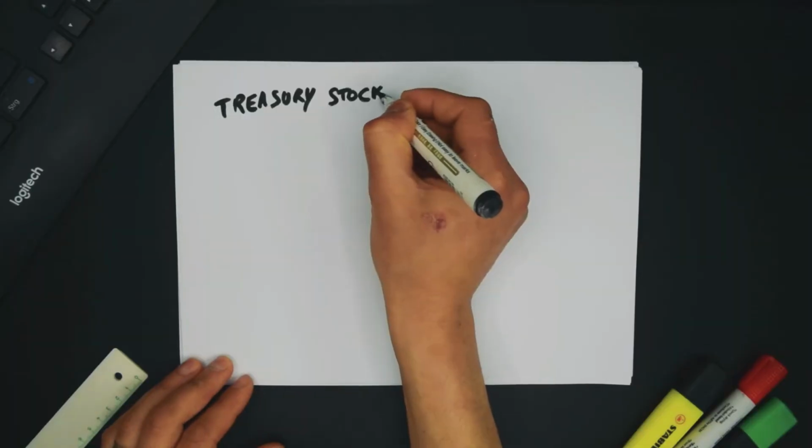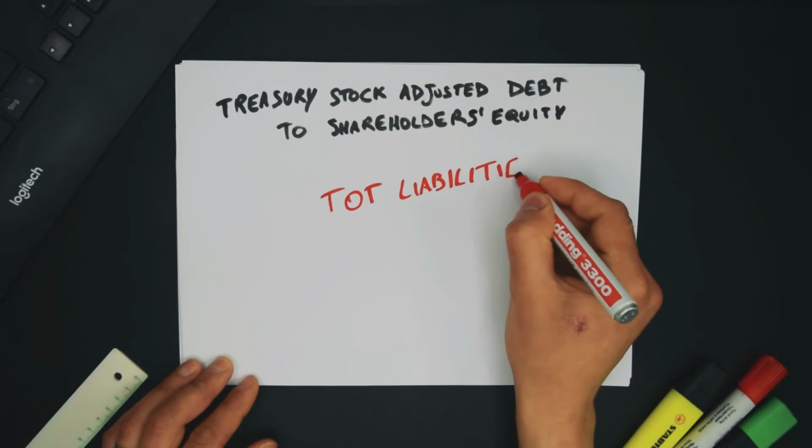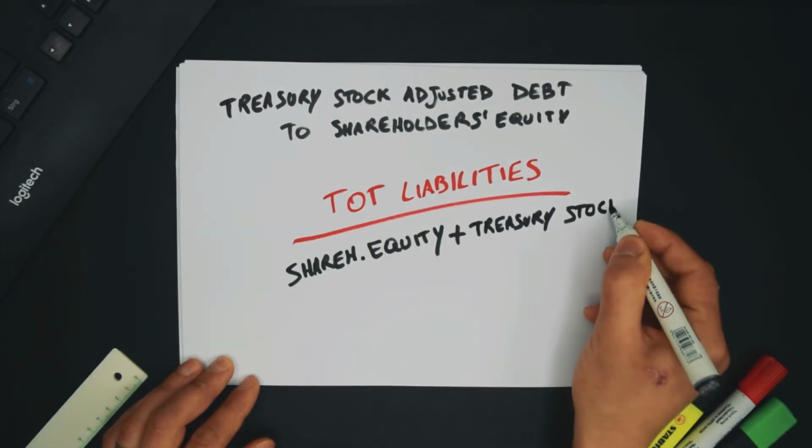In order to avoid falling into this trap, you can recalculate the ratio by adding to the shareholders' equity the so-called treasury stock, which is the stocks that the company buys back using the retained earnings. This is called treasury stock adjusted debt to shareholders' equity and is calculated as total liabilities divided by shareholders' equity plus treasury shares or treasury stock.